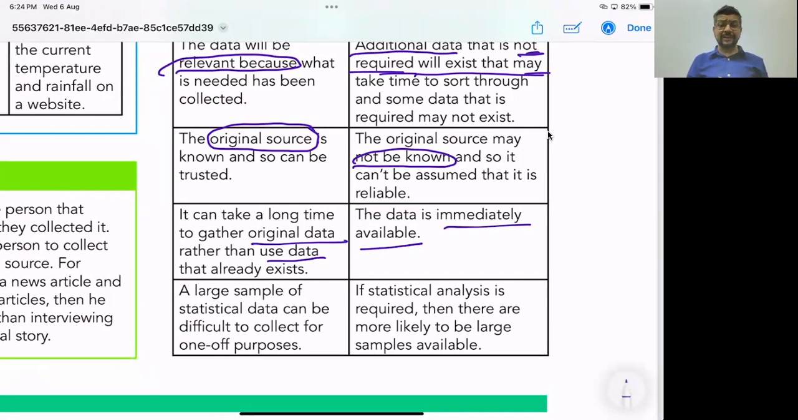When we talk about direct data, a large sample of statistical data can be difficult to collect for one purpose. That is true. It's very difficult. For statistical analysis, a large sample is more likely to be available because you already collected the data. Once you already have the data, you do not need to think about how difficult it is to collect a large amount of data. You already have the information. You just have to analyze the information for your purpose. So these are all about the advantages of the general rules, whenever you talk about direct or indirect sources. Do you have any query or question on this topic?